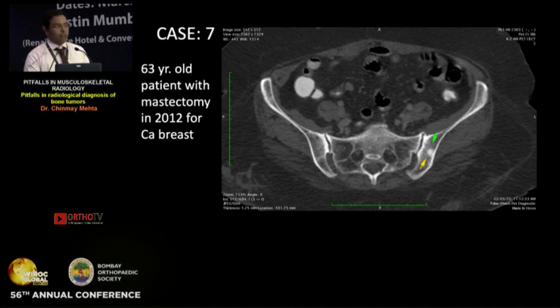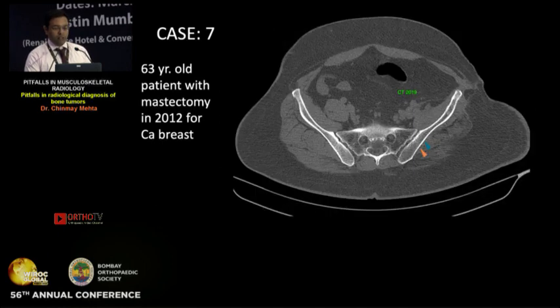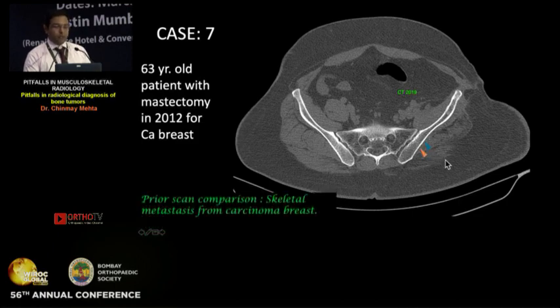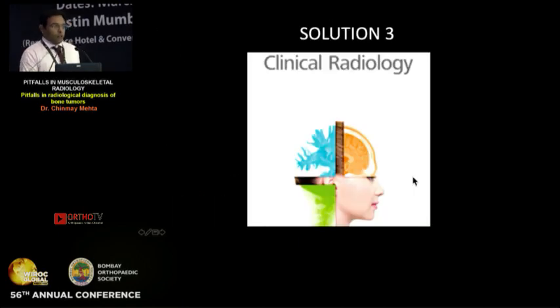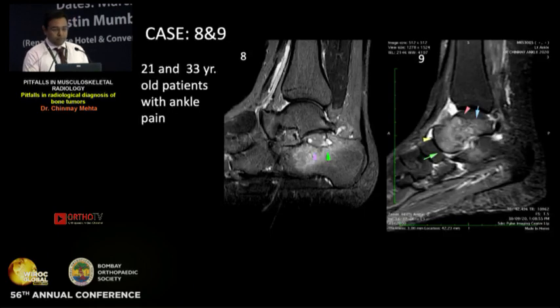So again, clinical history, we went ahead and checked, does she have a prior imaging? And this is the prior CT scan of 2019. There was no lesion. So it makes our job much easier and tells us that this could very well be a skeletal metastasis from the carcinoma breast. So the third solution for this pitfall is clinical inputs, clinical radiology, and being a clinical radiologist and looking at priors as well. Let's look at the last set of examples.